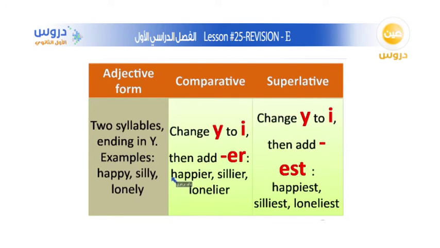So, use most before the adjective, then you would have modern, most modern. Interesting, most interesting. Beautiful, most beautiful. Okay?